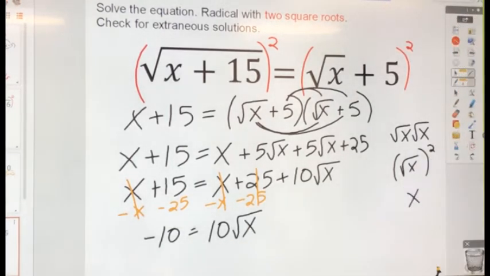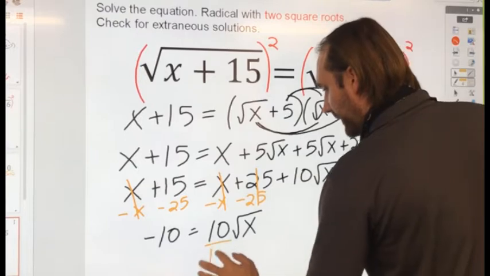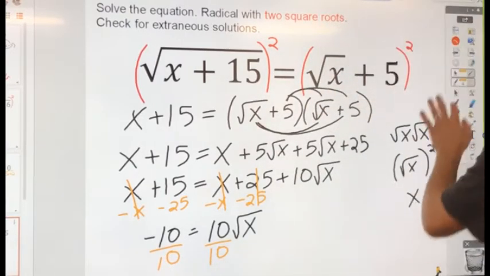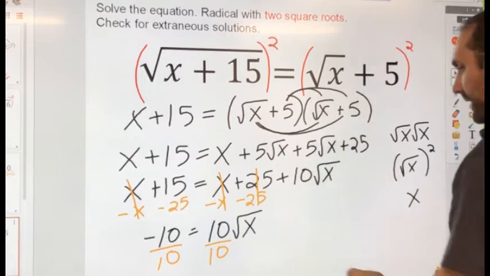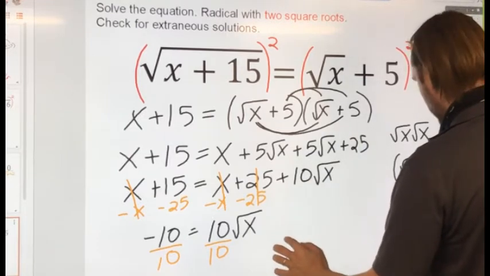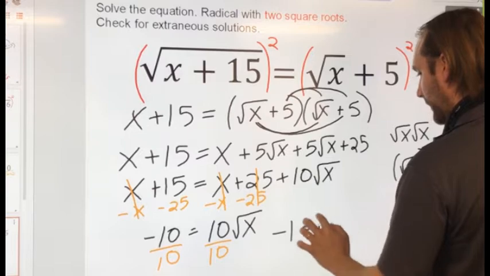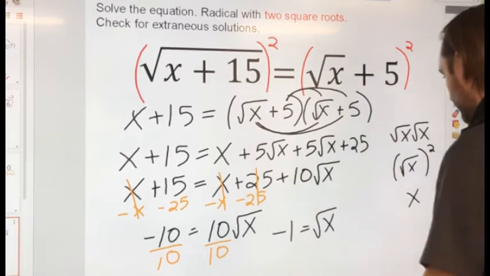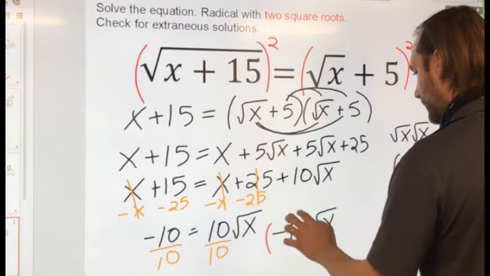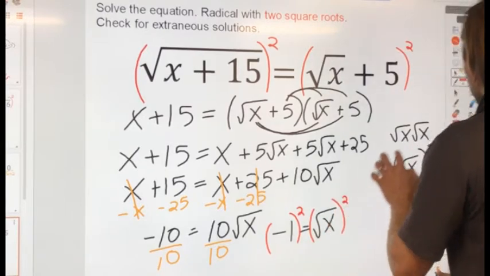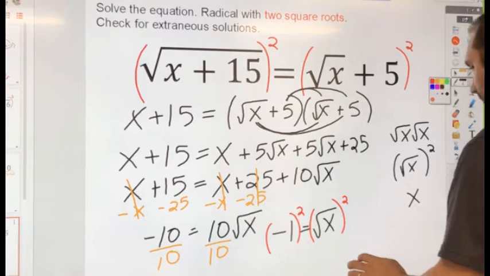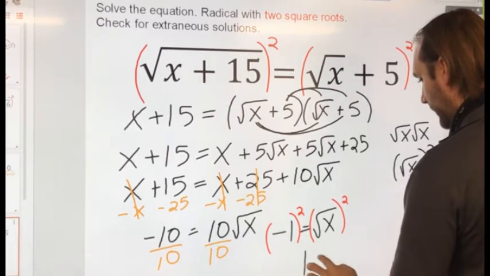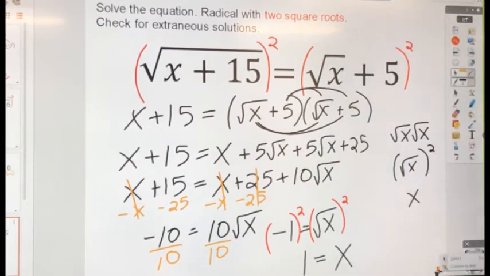So I have this 10 attached to my x. Let me go ahead and get rid of it by dividing, or move it over. Now I have negative 1 equals the square root of x. You square it. So now I can square it on both sides. And I'm left with 1 equals x. Or does it? Check.